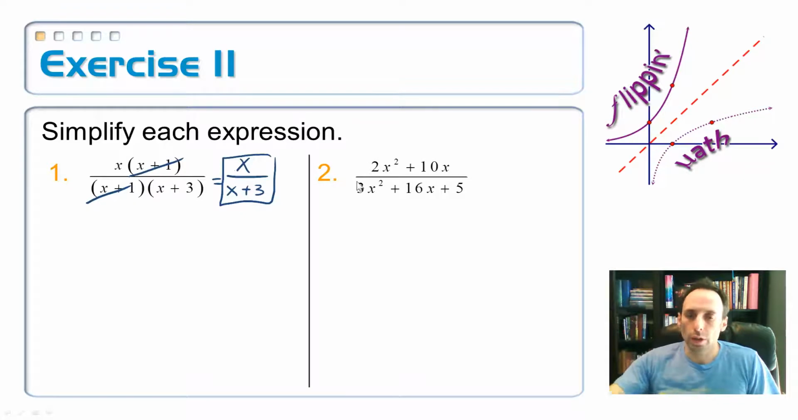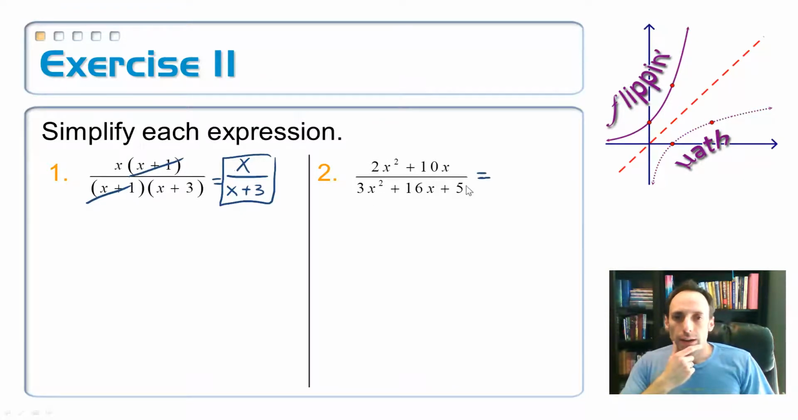So what do I do on number 2 first? It's an F word. It's factor. So look at the top. It's just a binomial, and they have a common factor of 2x. So let's factor that out. 2x. Open up the parentheses. I'll have x plus 5 left over.